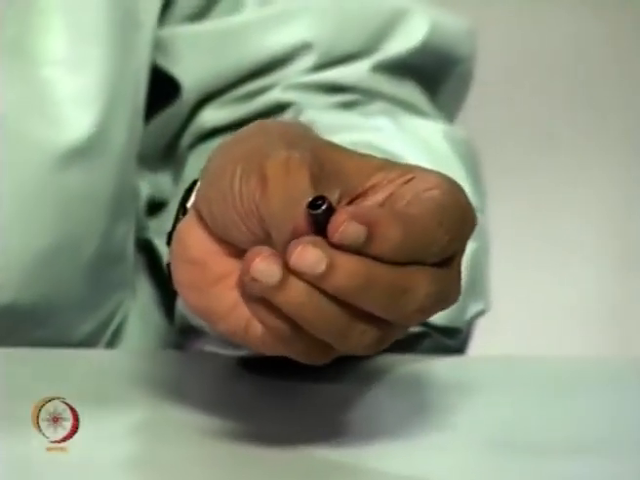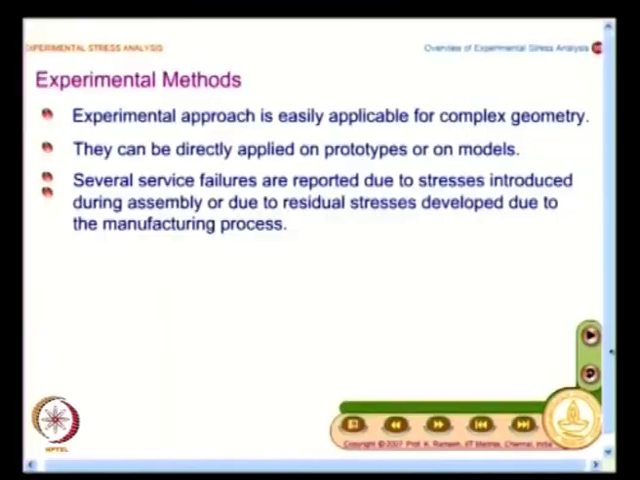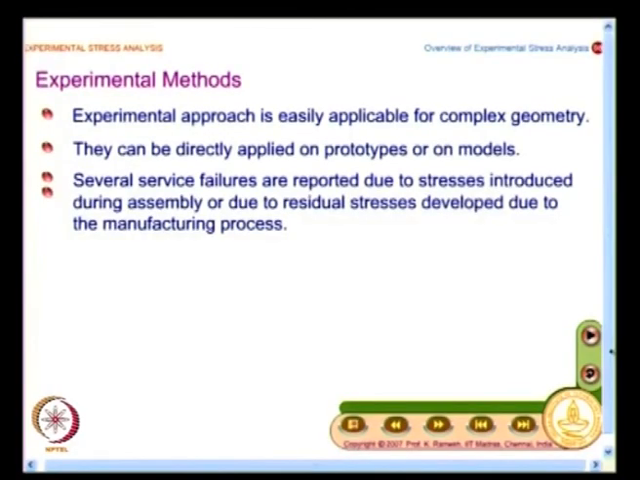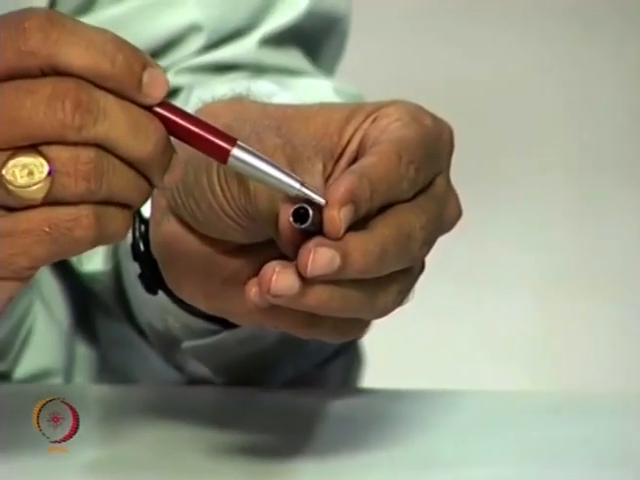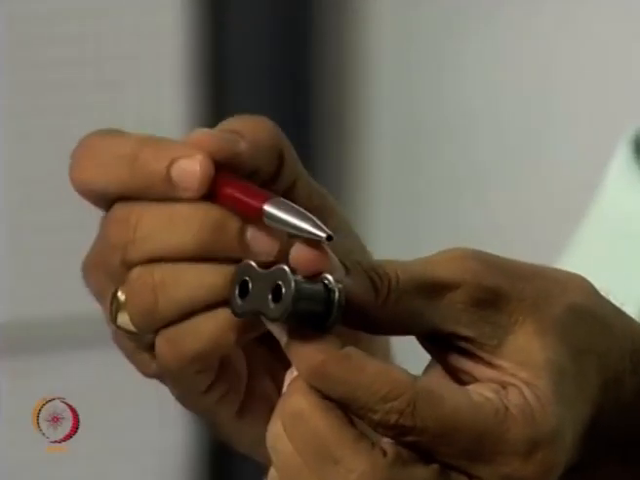So, what you need to understand here is it is a very complex problem, and this is where many service failures are reported. Service failures in the field are reported because of residual stresses and also assembly stresses, and experimental methods come in very handy for solving problems of this complex nature, because there are many issues that go into this. You have the bush, and the bush may not be perfectly cylindrical, and another one is this is a body which has finite geometry, and this is an arbitrary shape.